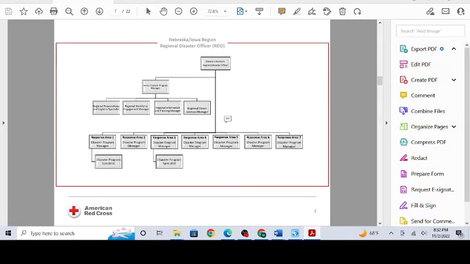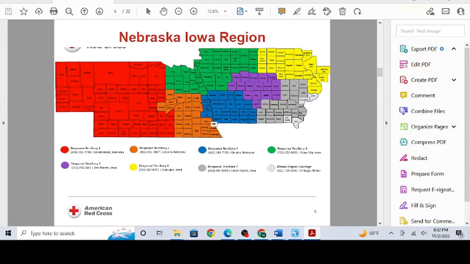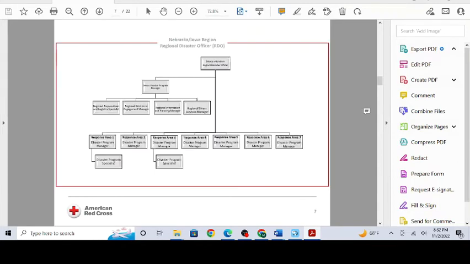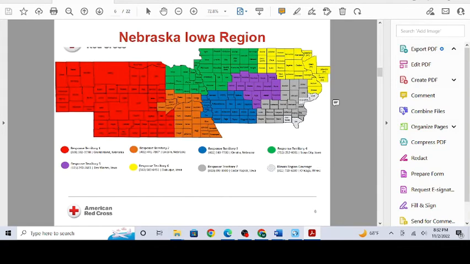This is the Nebraska-Iowa Disaster Regional Office, and you have 7 different boxes right here, okay? These 7 different boxes correspond to the 7 different territories that you see up here, all right? Each of these boxes will have a disaster program manager running each of these different territories, okay?